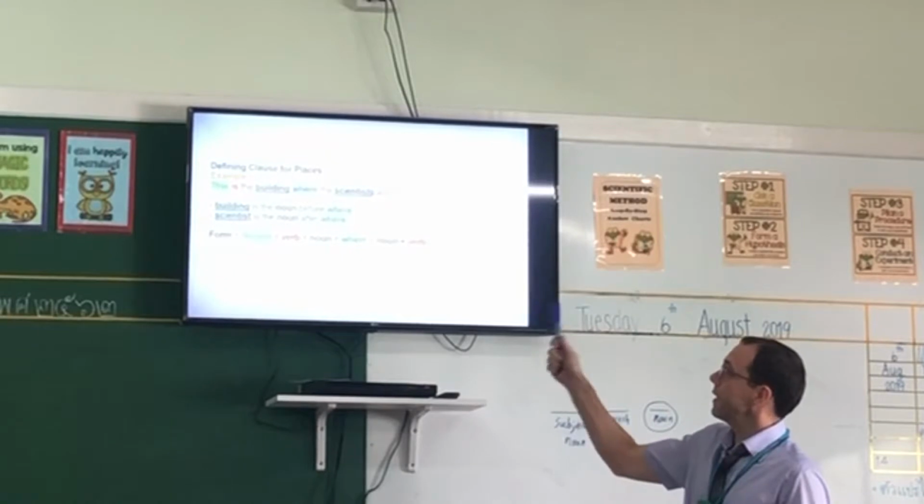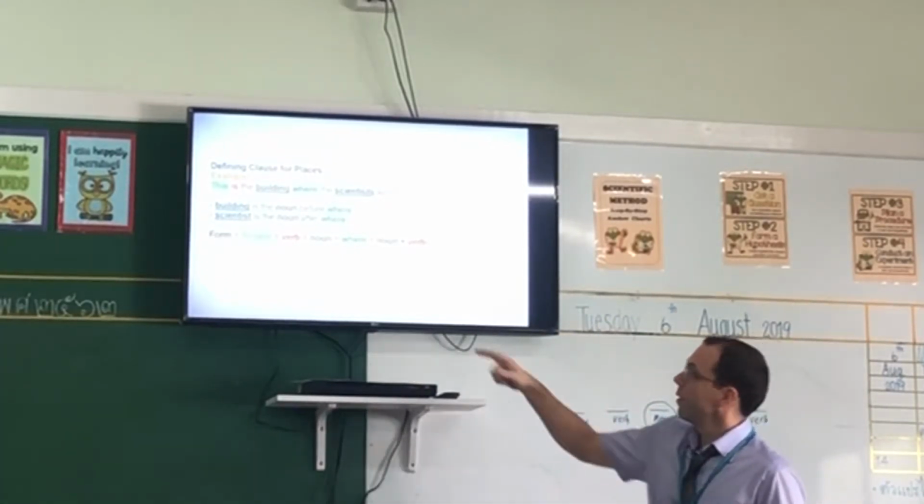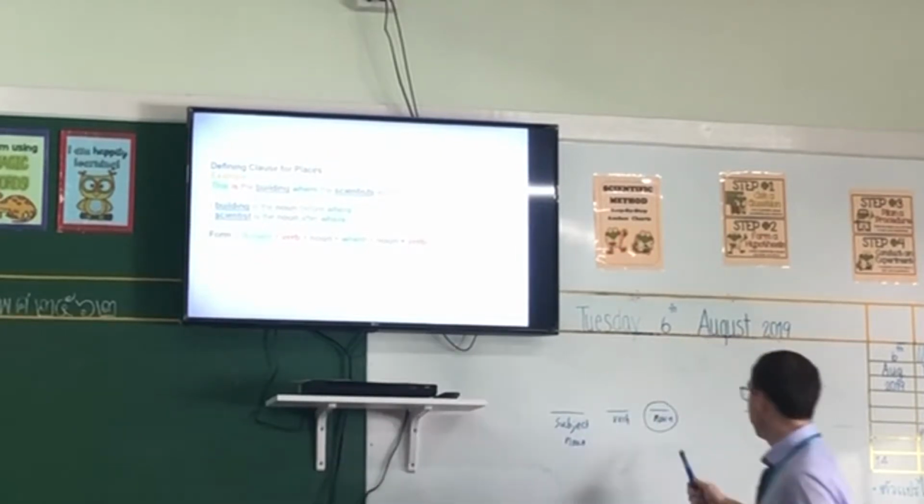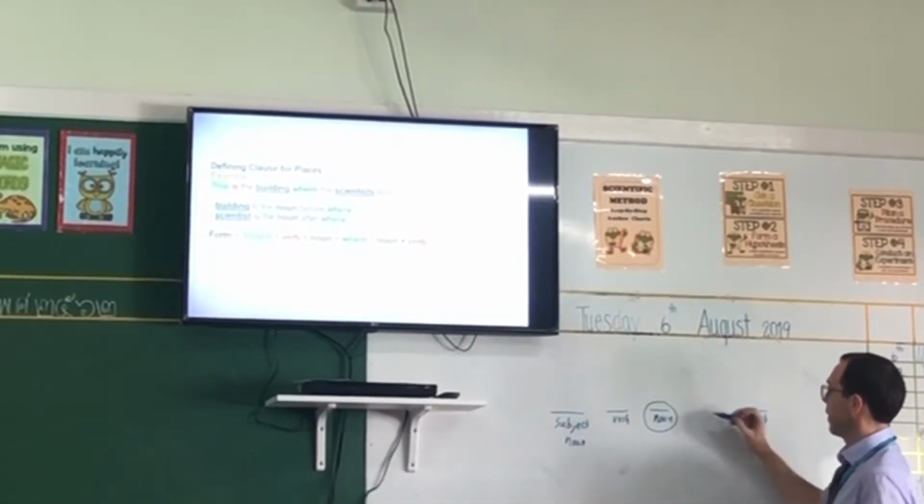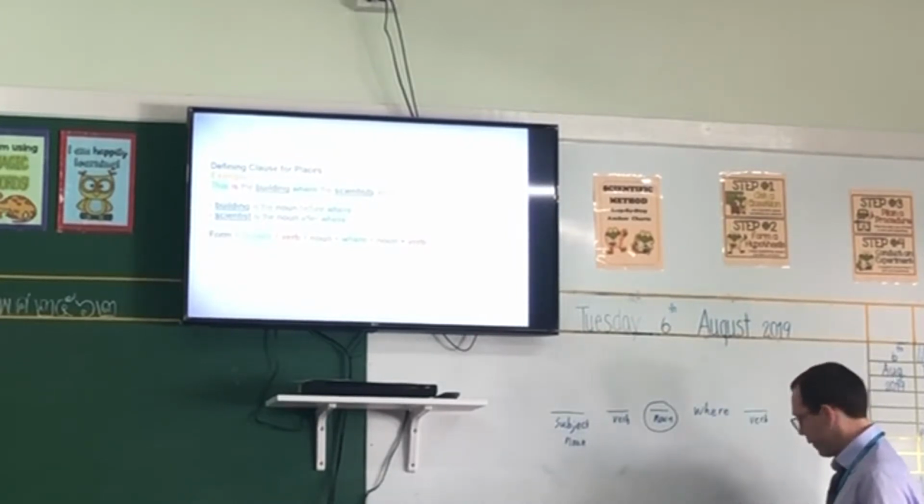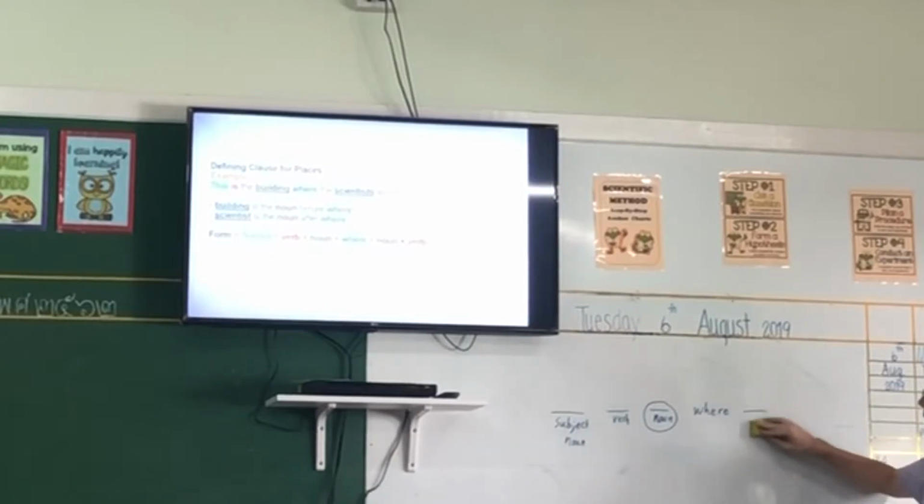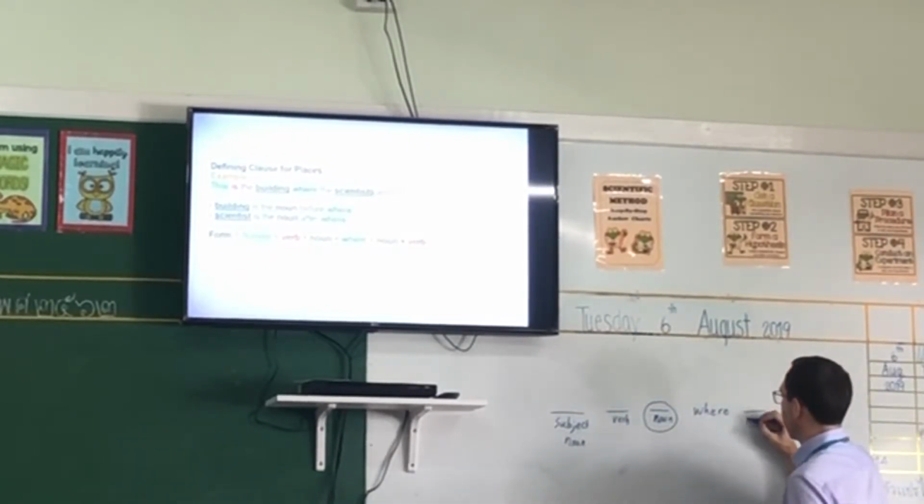Yeah, this is the building where the scientists work. So, building is our noun before where, right? Now we have where. But can we have a verb after where, yes or no? No, we can't have a verb after where. We must have a noun here.